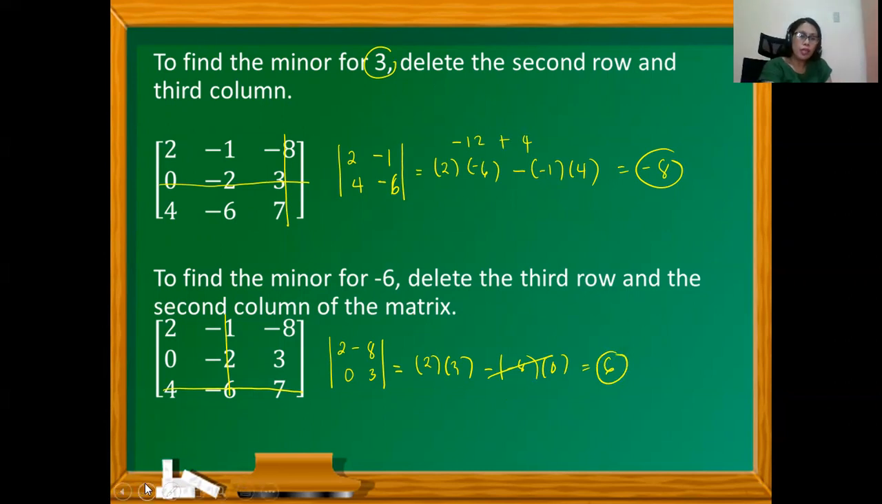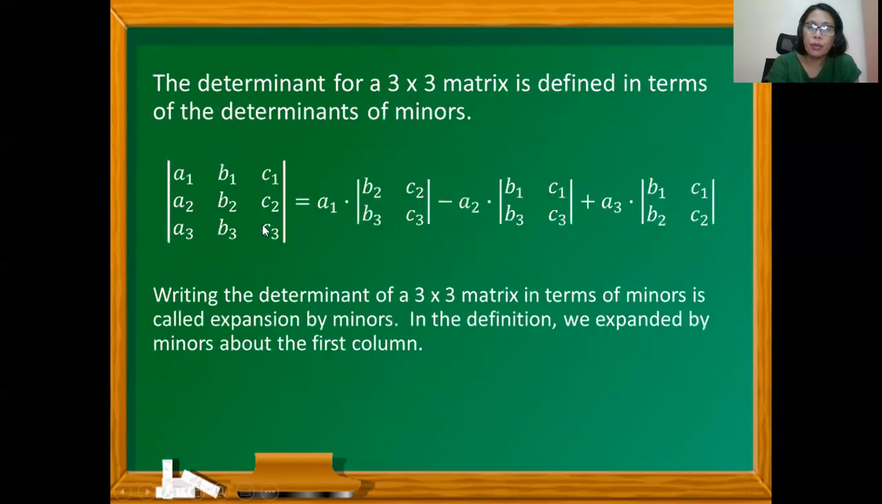So this time, in relation to evaluating a 3 by 3 determinant, we're going to work on this formula. The determinant of a 3 by 3 matrix is defined in terms of the determinants of minors. Now, writing the determinant of a 3 by 3 matrix in terms of minors is called expansion by minors. In the definition, we expanded by minors about the first column. So we consider the first column.